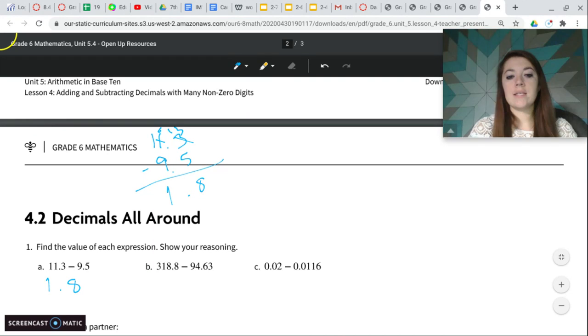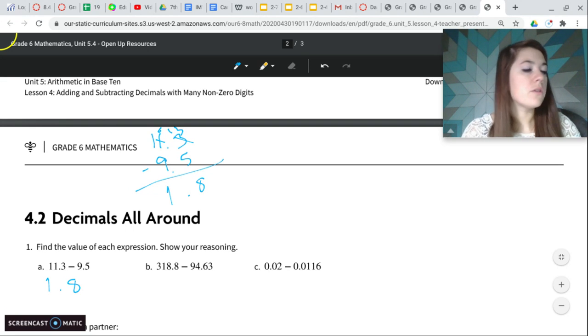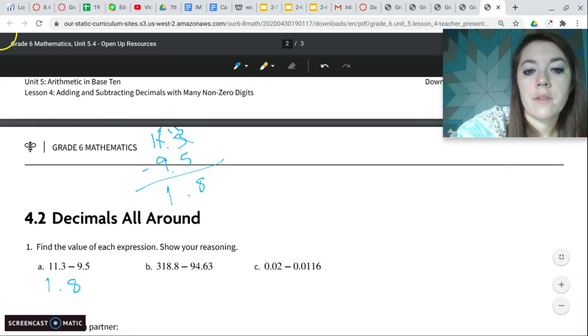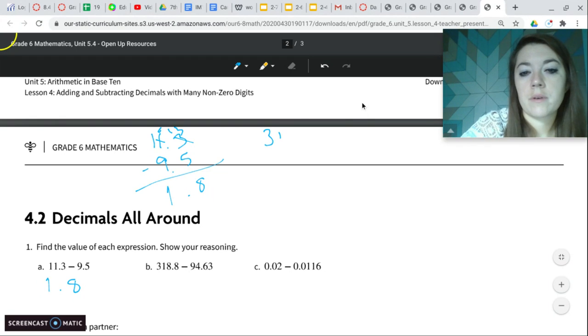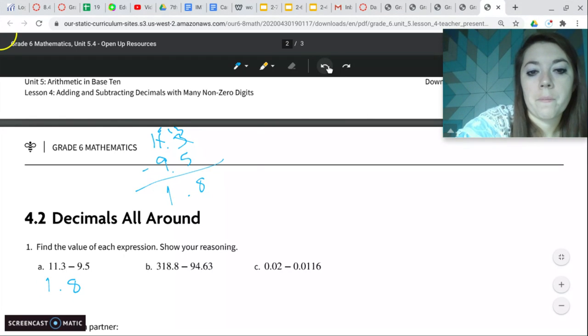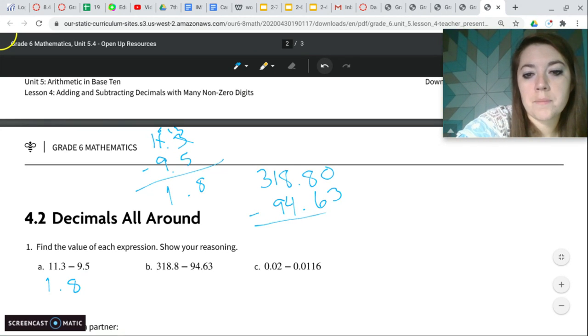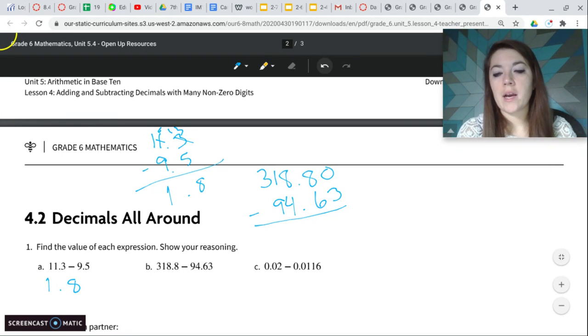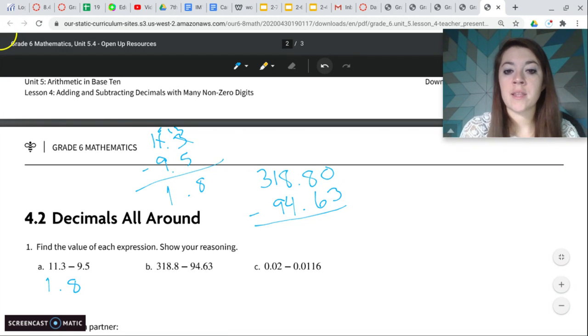All right, the next one, we have 318.8 minus 94.63. For this one, I'm going to write that here. 318.8 minus 94.63. We add a 0 on top to fill out the place value to where our second number is. So we always want to make sure we have the same number of zeros as we do place values in the second number, added on to the end if need be.